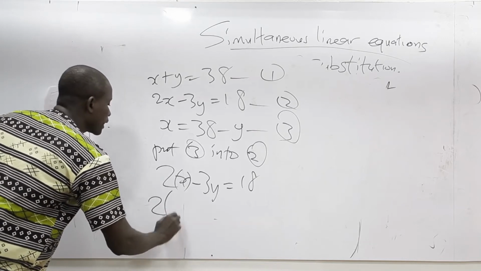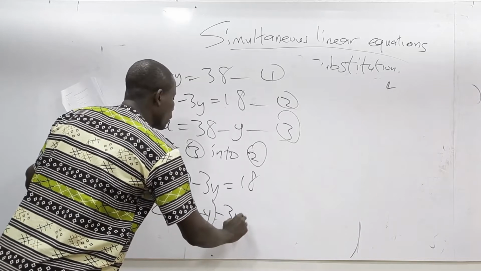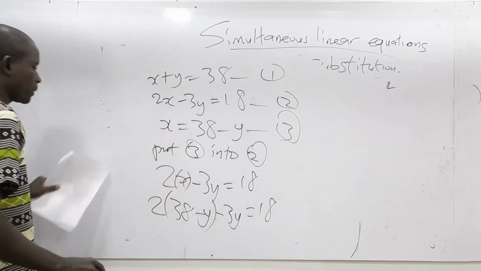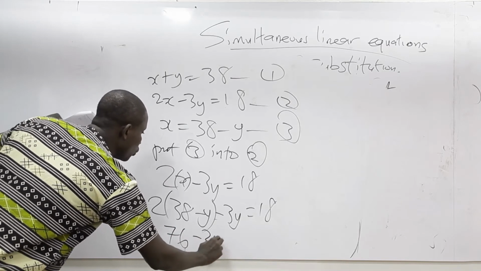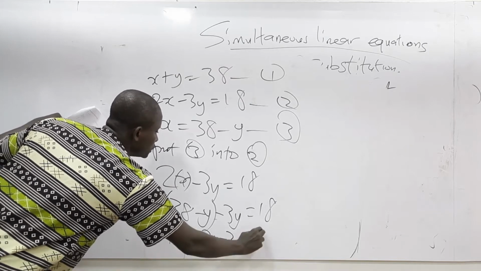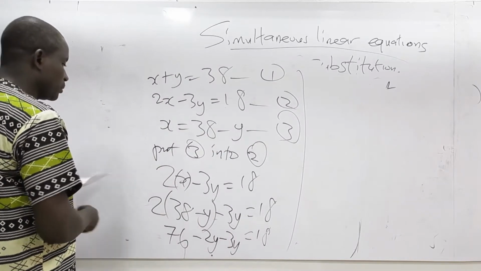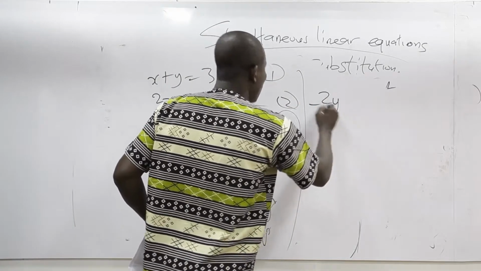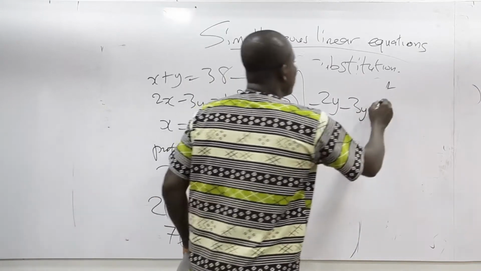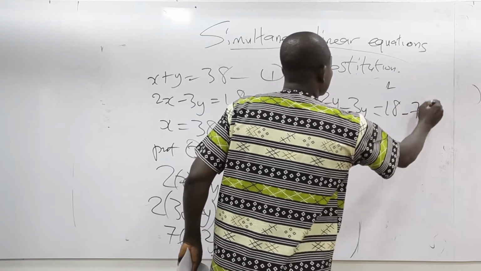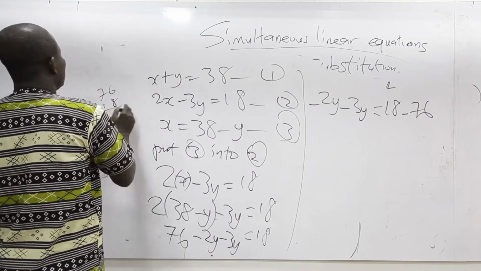So we have 2 into brackets 38 minus y, minus 3y is equal to 18. So 38 times 2 is 76, minus 2y minus 3y is equal to 18. So if we are to solve it, we are going to get negative 2y minus 3y is equal to 18 minus 76.